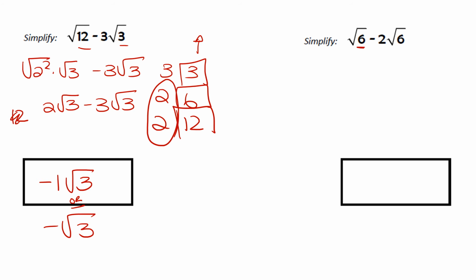This one's nice because the radicands are already the same. Indexes are the same. So we're just going to do 1 minus 2, which is the same thing as our last one. We can write it as negative root 6. So that is adding and subtracting.